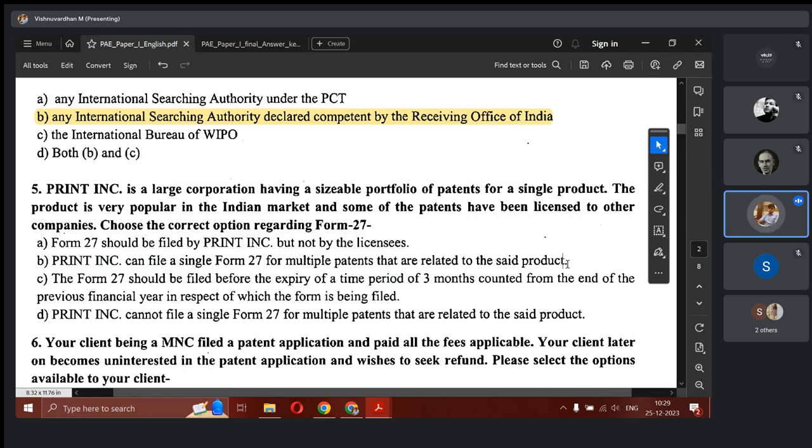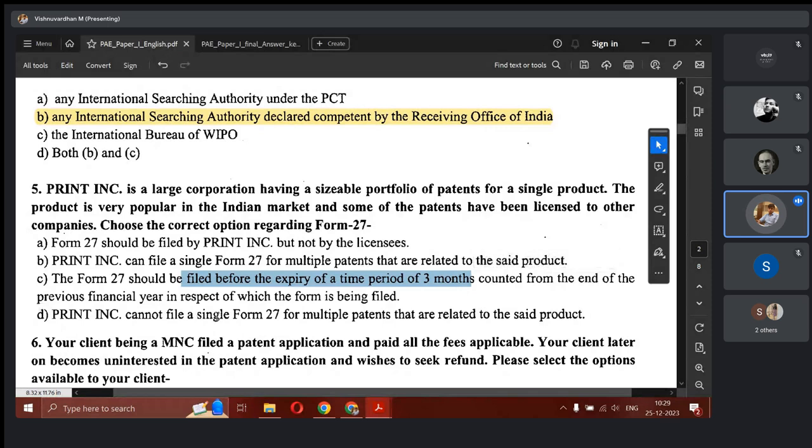This is also correct. Okay. Third one, the Form 27 should be filed before the expiry of a time period of 3 months, counted from the end of the previous financial year. So if it's March 31st, April, May, June, I guess July 1st, you'll have to file it, right? So I don't think this is correct because the period is 6 months. It's not 3 months. So this is wrong.